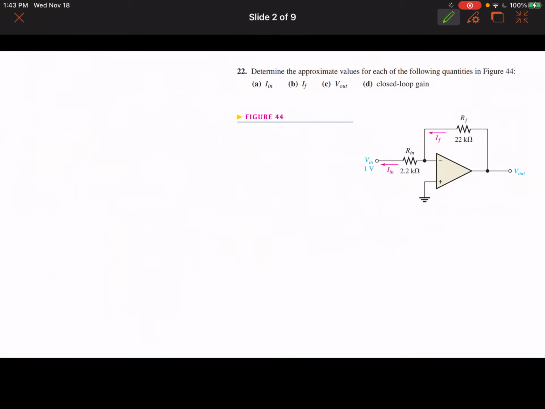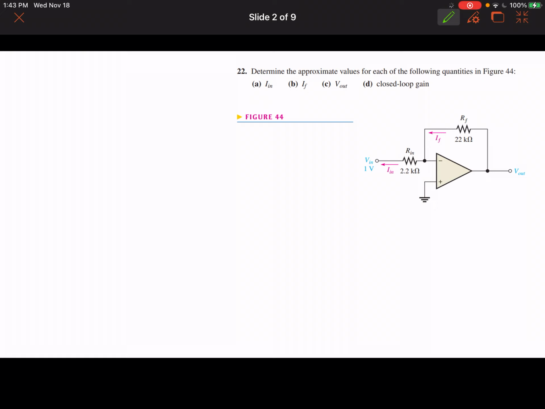So the problem states that we need to determine the approximate values for each of the following quantities in the figure. First, we need to determine the input current, then the feedback current, then the output voltage, and the closed loop gain. Okay, first let's take a look at the circuit.